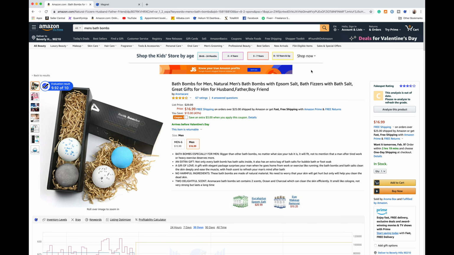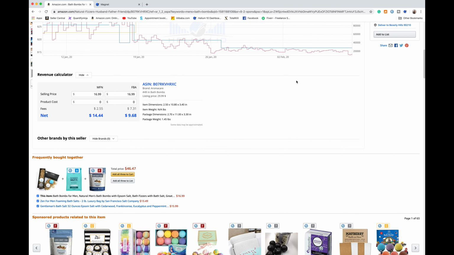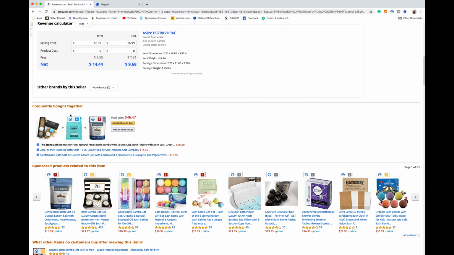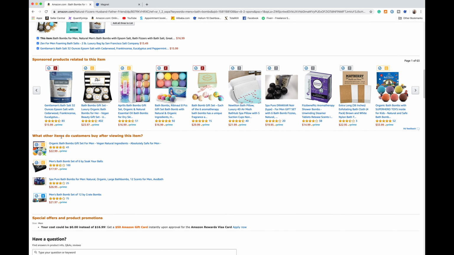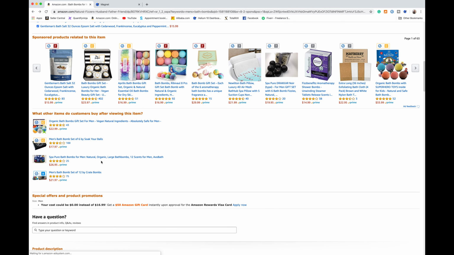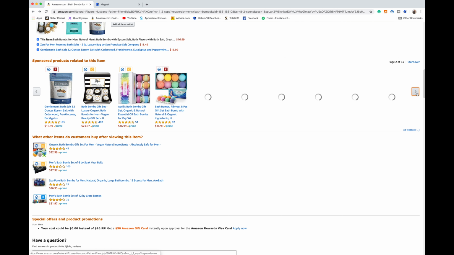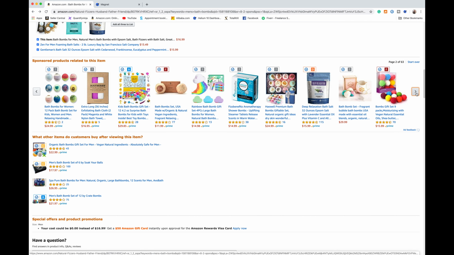All right, and another way is I've just clicked on a men's bath bomb. When you scroll down, apart from the frequently bought together, you've also got what other items customers buy after viewing this item. Most of the time it'll be similar products, but this is another way to find differentiation points. Another way is also to look at the sponsored related items to this. So we can see here, this is bath salt and this is a bath pillow. So sometimes just scrolling through this can also show you the answers.